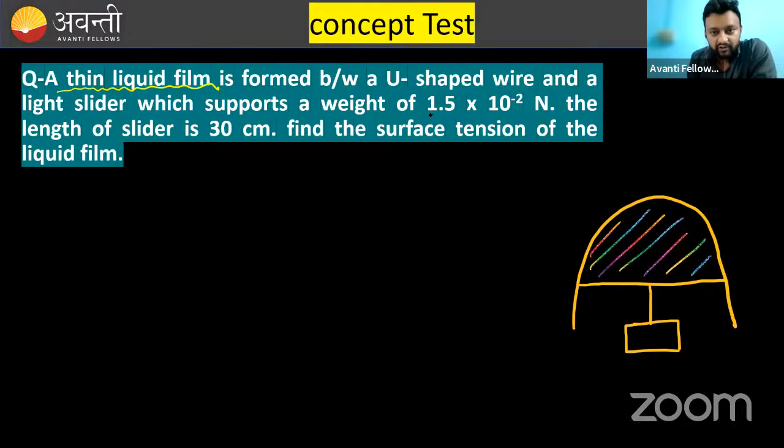It supports a weight of 1.5 into 10 power minus 2 Newton. That means there is a weight on the slider. This is a sliding wire, and this weight is supported by this wire. Find the surface tension of the film. Very simple question. Now, listen to me very carefully.